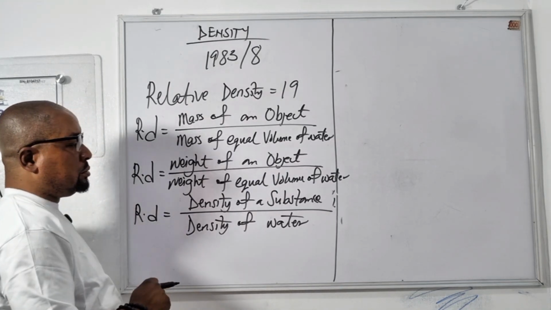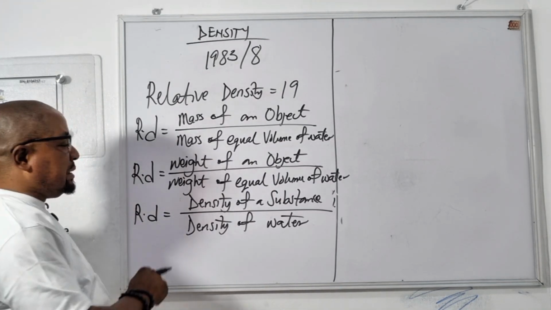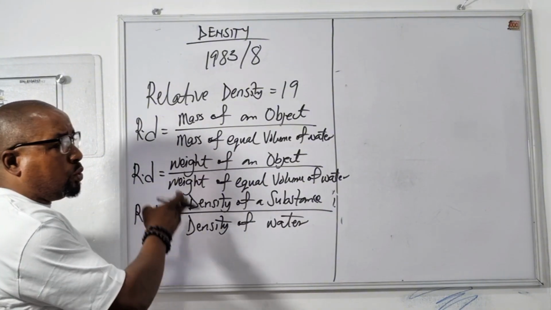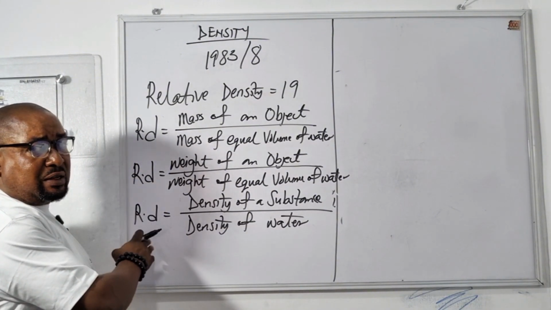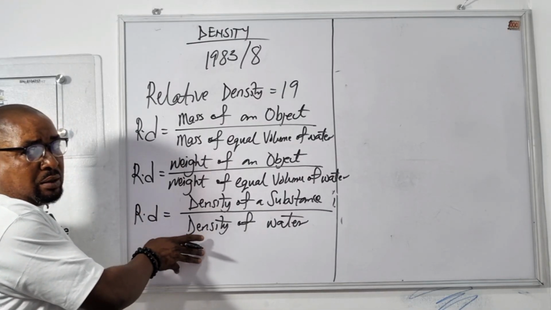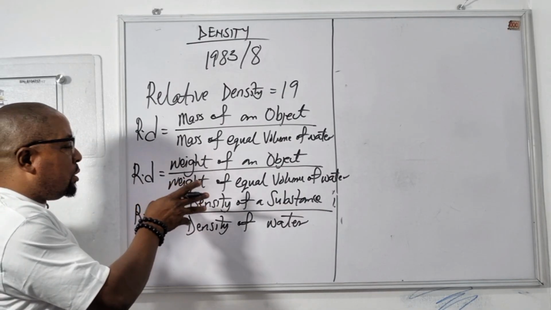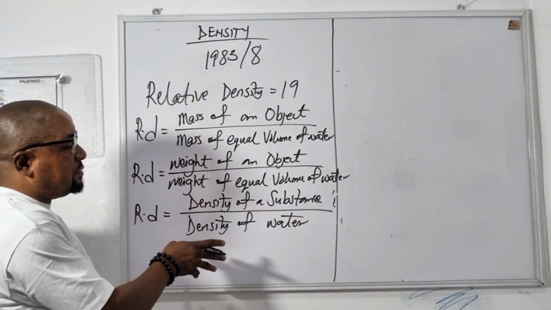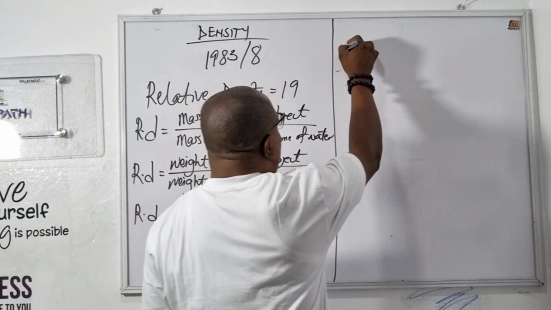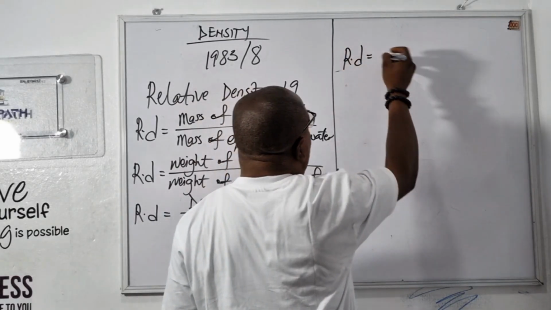This third one, precisely, is the formula we use to convert density to relative density and relative density back to density. I want you to take note of this third formula. We have another one.